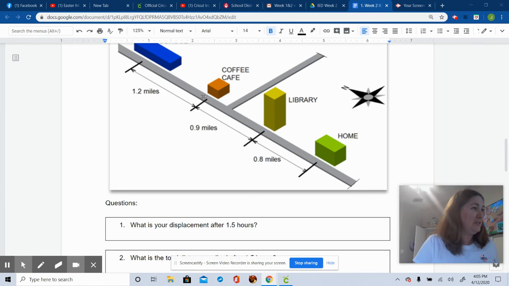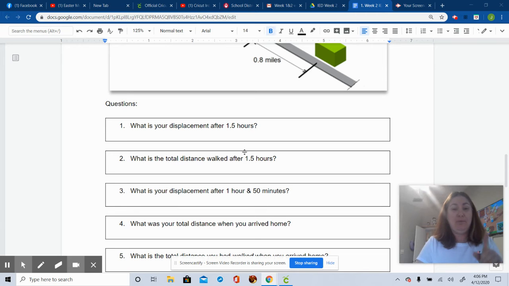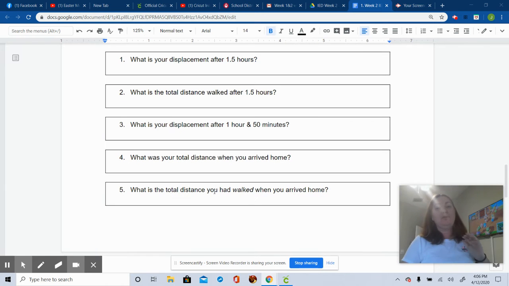What happens in the next 50 minutes? Okay, so we had 40 minutes sitting here, right? And then we start walking towards the house. So you really can't get a specific answer here, but I would go ahead and say that we had 1.2 miles at an hour and a half, and we're about 2 miles on the way home if we're walking 10 minutes down the road. So 3 is vague, and the answer is approximately 2 miles, but you have to explain that. Number 4 says, what's your total distance when you arrived home?